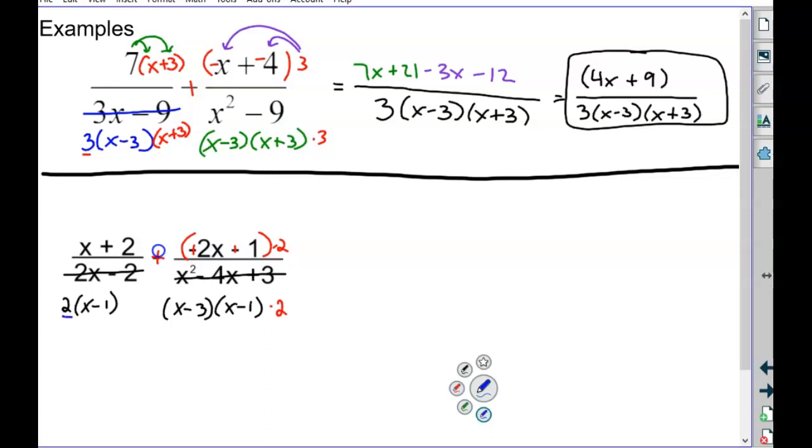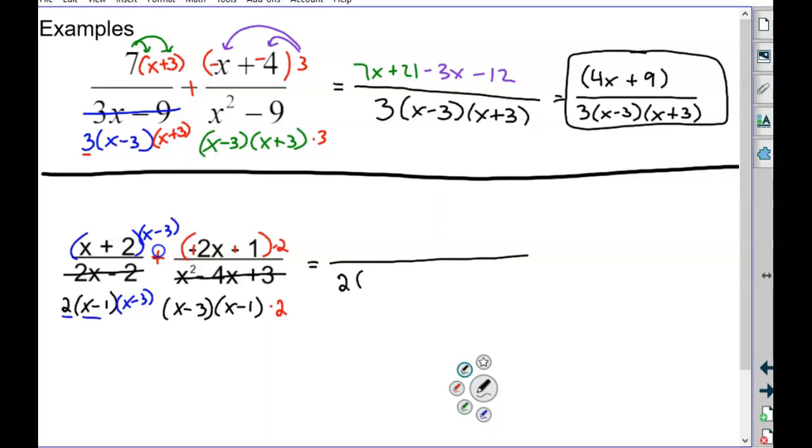the next one. Well, this has a 2. It has an x minus 1. But it doesn't have an x minus 3. I'm going to multiply by x minus 3. And notice how I put that top in parentheses. We're going to have to FOIL that. And we multiply it. So it's a lot of multiplication here. But notice, now my denominators are exactly the same.